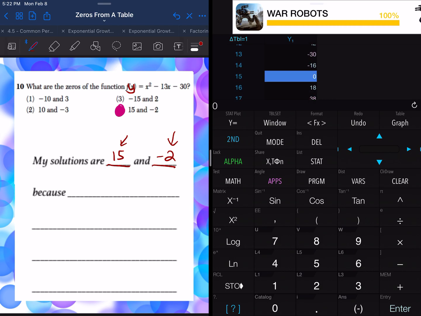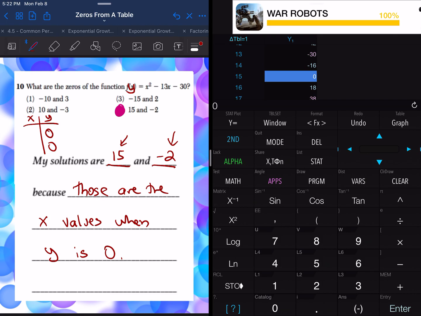So my solutions are 15 and negative 2 because those are the x values when y is 0. I know this table looks pretty complicated, but if it had only what I need, x and y, I would have 2 zeros. The one lower down would be 15, and the one higher up would be negative 2. And I would just circle my answer. No need to write MAM on top, no need to use the table, just the calculator. Pretty cool, huh? Let's try this again.